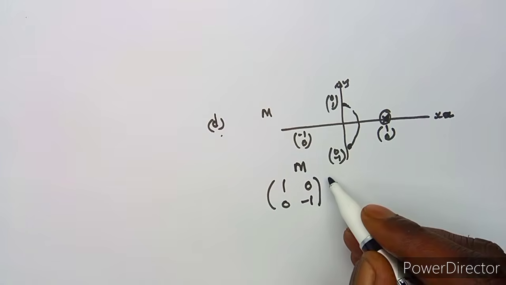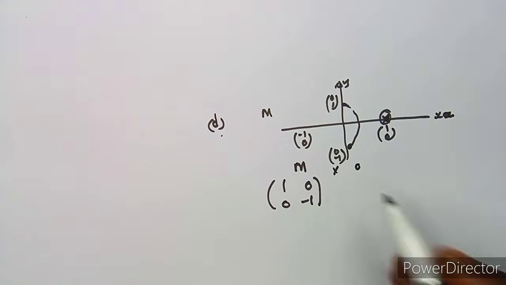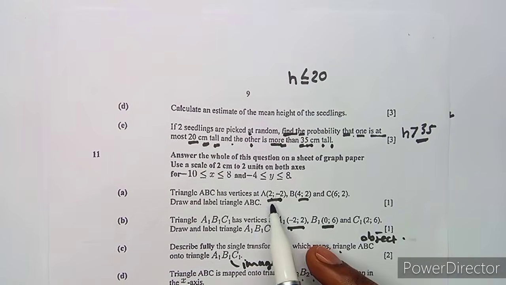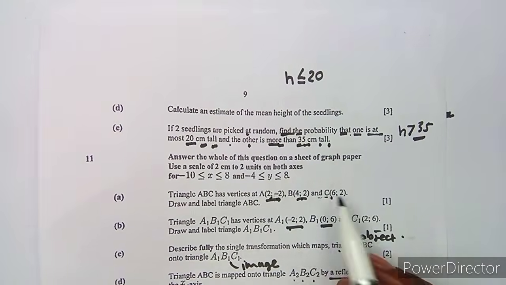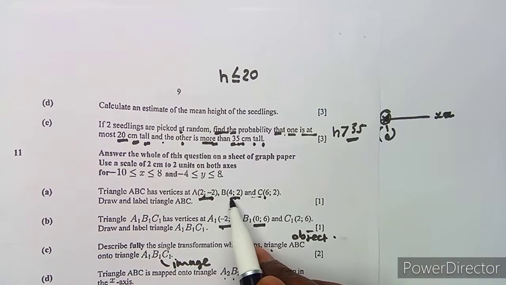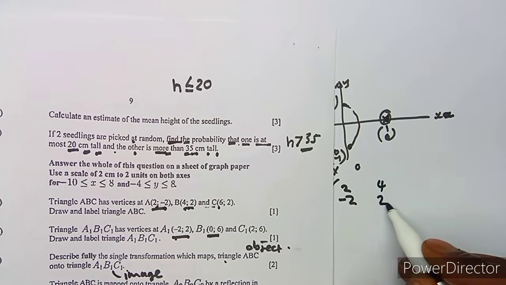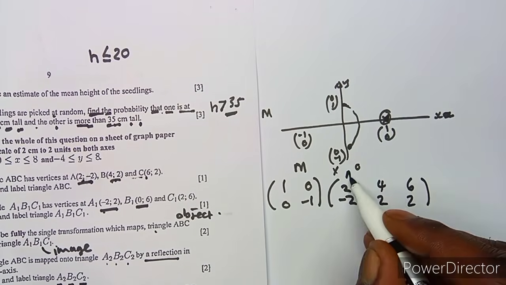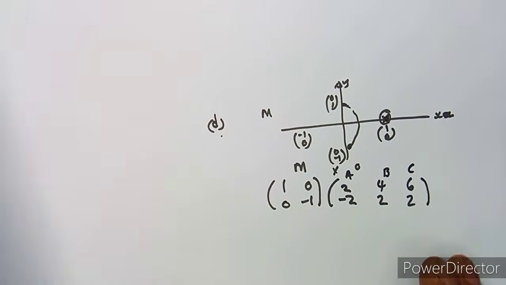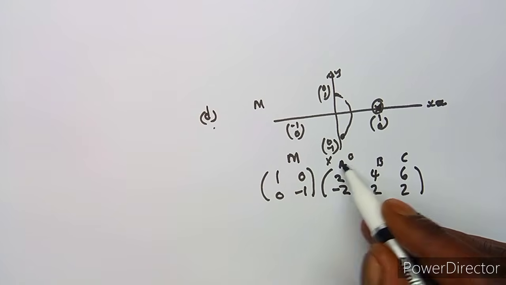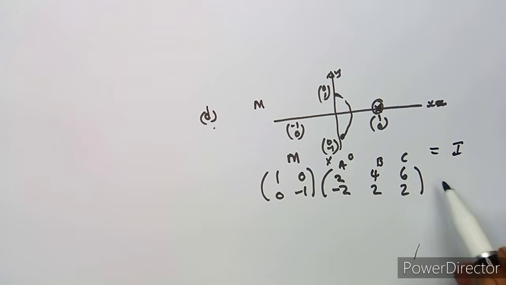But we are saying this matrix times the object must give us the image. So matrix times object, and our object is triangle ABC, which is these points A, B, and C. So A is 2, minus 2. You move on to B, which is 4, 2. Our C is 6, 2. So you can write this as A, B, and C. So you apply your row by column. After that, the answer that you obtain is definitely your image, because matrix times object gives us the image.